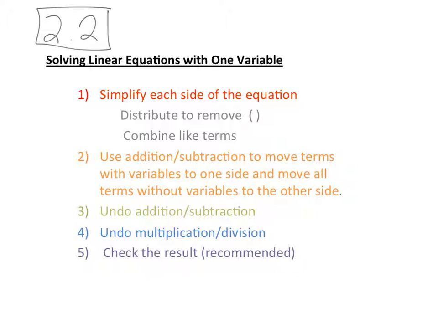And the way you do that moving is with addition and subtraction. The third step is that we will then undo any addition or subtraction, and then we'll undo multiplication and division to finally get that variable by itself. The final recommended step is that you check the result. Now, I admit sometimes the results are a little tricky to check, especially when you have a bunch of fractions involved, but I would recommend, especially on a test, that you do check your answers.